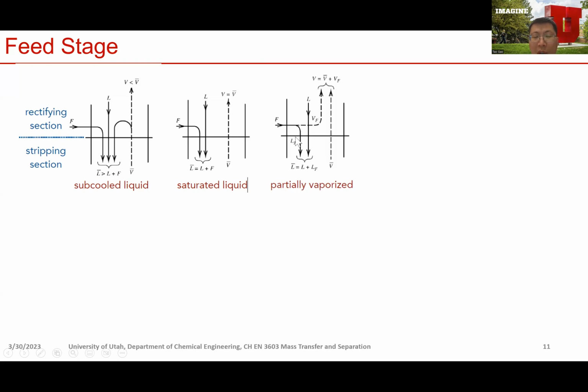It can be a partially vaporized stream. In this case, the feed is a mixture of saturated liquid and saturated vapor. So the saturated liquid LF will join the downcoming liquid from the liquid stream in the stripping section. So the overall flow rate L bar will be L plus LF, right? LF is basically the liquid flow rate in the feed, whereas the vapor feed will join the upcoming vapor phase, right? To become V. If it's a saturated vapor, then all the feed will join the upcoming vapor.